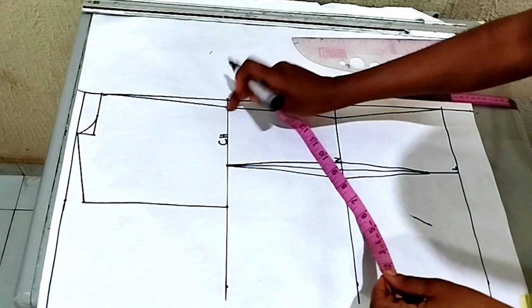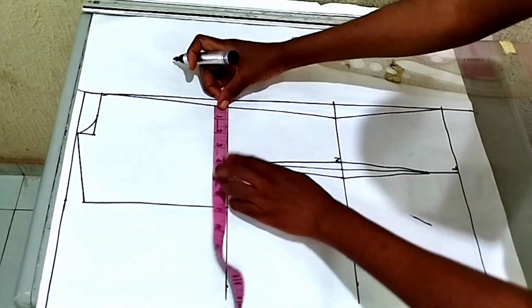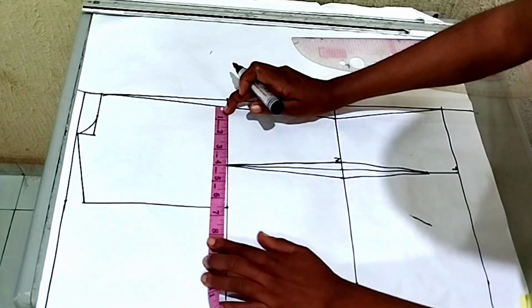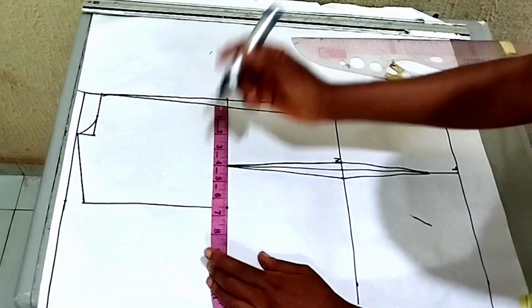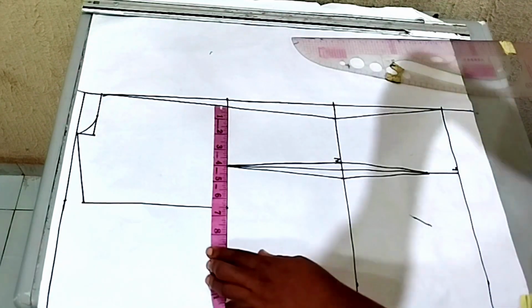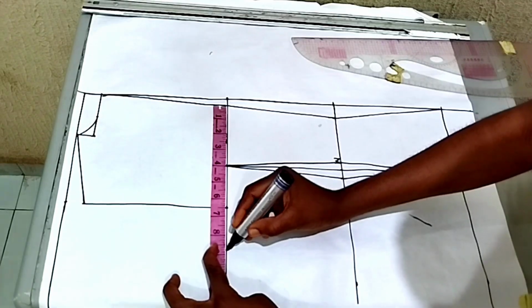Please make sure you start from this second line. Look at where I'll be placing my tape. This is where I'll place my tape to get our circumference, which is the bust divided by 4. After getting it, then we get the armhole curve.